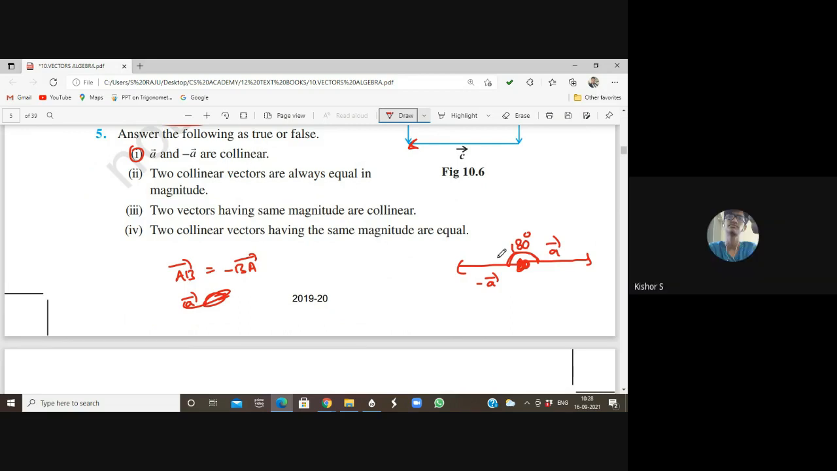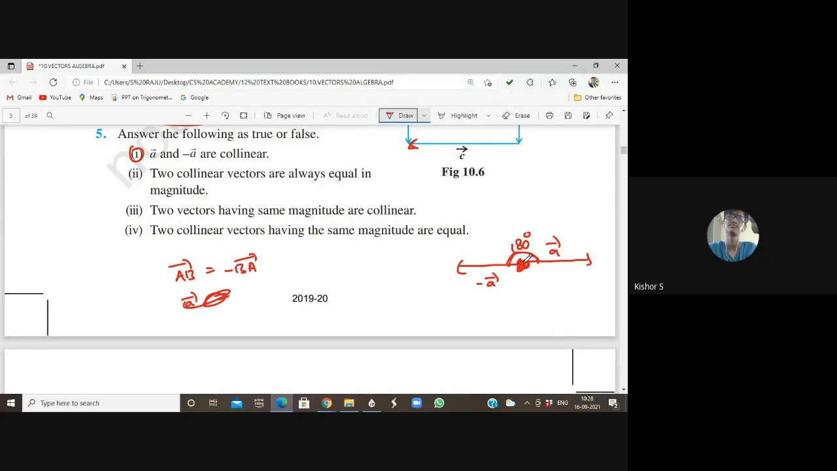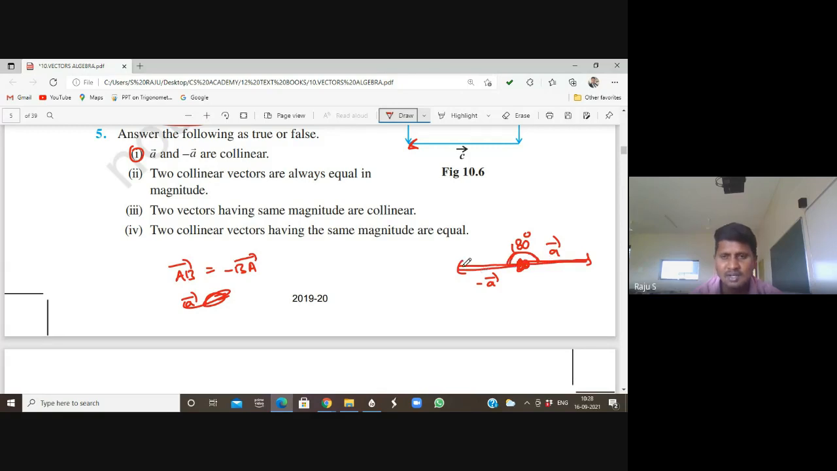Are they collinear or not? Collinear is nothing but parallel. What about vector A and vector minus A, the negative of a given vector? They are parallel, maybe the direction is opposite. This is vector A, and this is vector minus A. Nothing but parallel, but the direction is different, but parallel. So this is true.